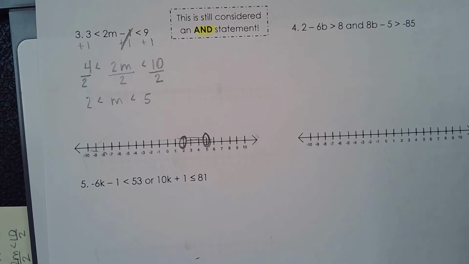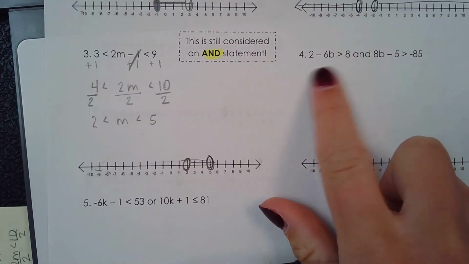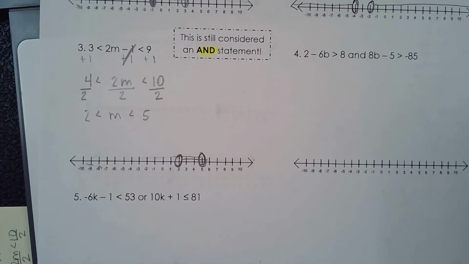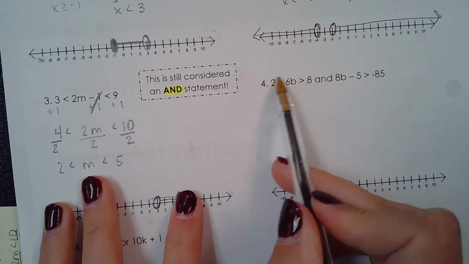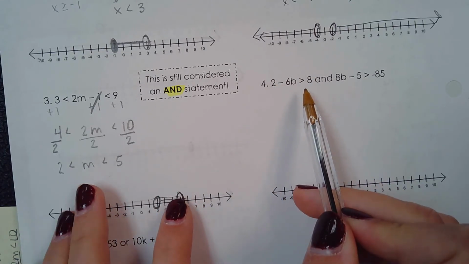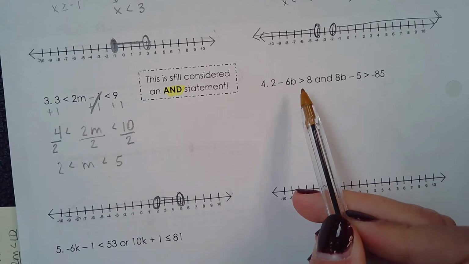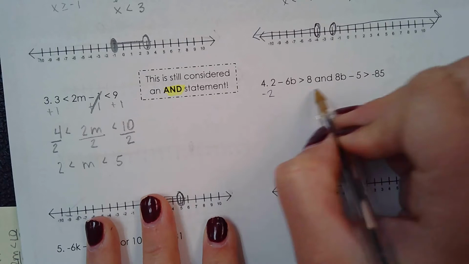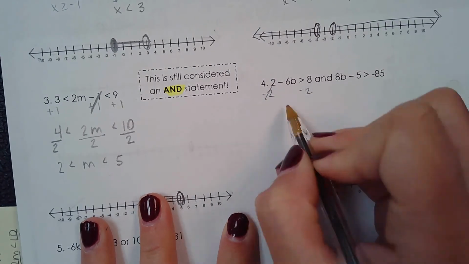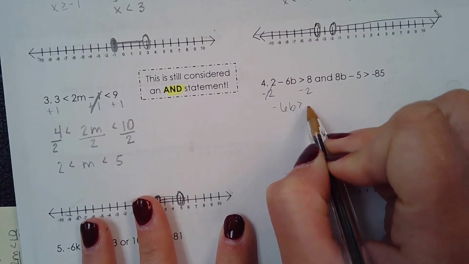Alright, so looking at number 4, we've got an and statement this time. Anytime you have an and statement, your answer is going to be where the answers overlap, in between, or where they intersect. So looking at our first inequality, we need to solve that. Macy, what should we do? Michaela, what do you think? Subtract. Yeah, we're going to subtract 2 because we want to solve for b. So you're trying to get stuff away from that. So you're left with -6b is greater than 6.